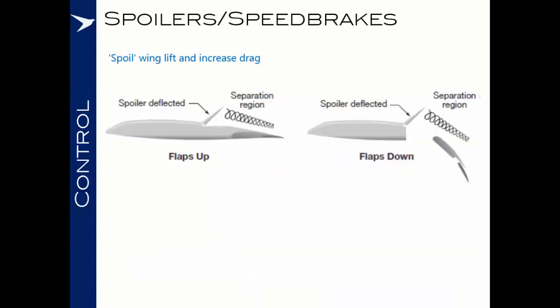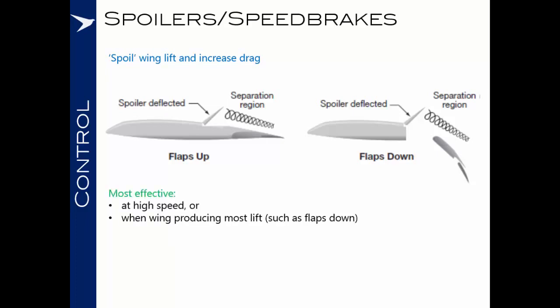Moving on now to spoilers and speed brakes. The purpose of this is to increase drag and spoil the wing lift by bringing a separation point of the airflow forward from the trailing edge of the wing. They are most effective at high speed or when the wing is producing the most lift, such as when the flaps are down. And they are ineffective when the airflow is already disrupted, such as when the wing is stalled.